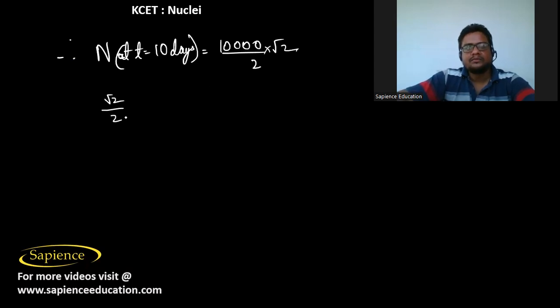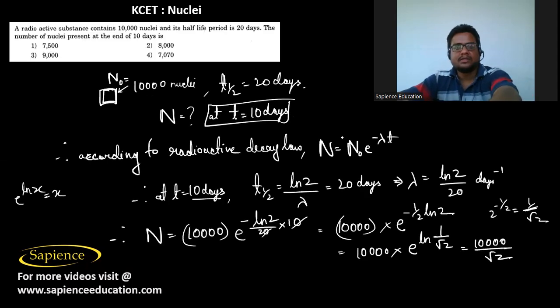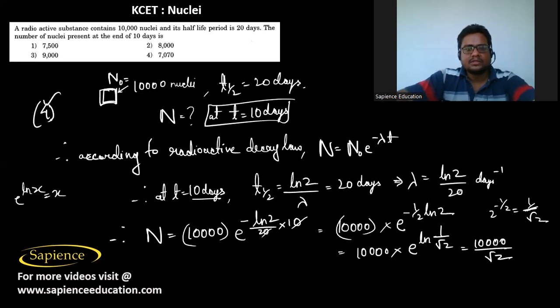Now root 2 by 2 is how much? Approximately that is 1.414 divided by 2, so that is 0.707. Therefore, the number of nuclei at t equals 10 days will be 0.707 times 10,000, so that will be equal to 7070. 7,070 nuclei will be present at the end of 10 days. So therefore, option 4 is the correct answer.